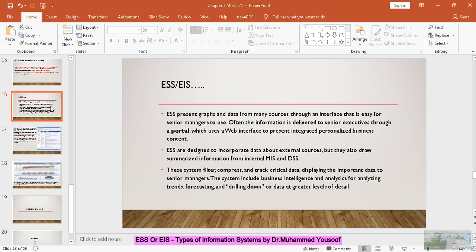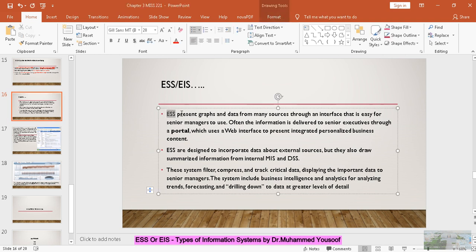Now you can see here what are the things that you have to have or incorporate in the ESS. Number one, the data will be present in the form of graphs. That's one thing. Here the data is not going to be given in the form of reports. You are not going to have reports. You are going to have graphs, charts, because when you give the data in the form of tables, you are going to deal with a large amount of data.